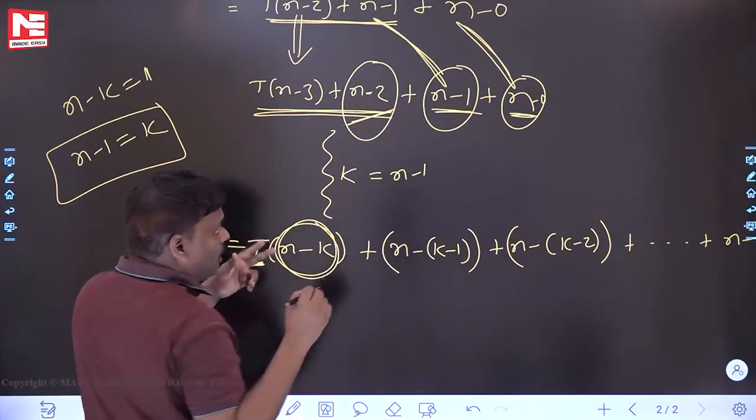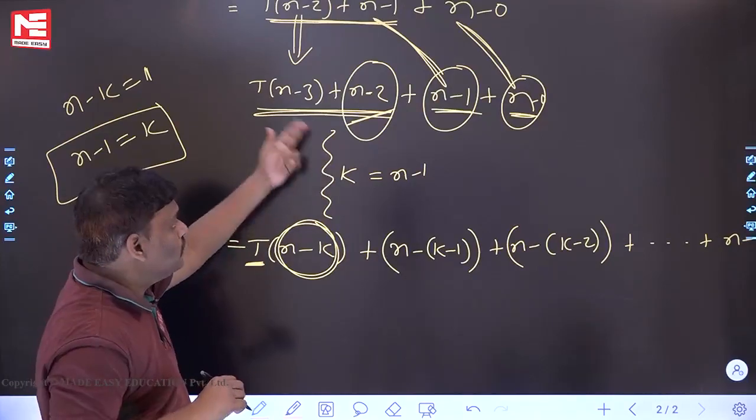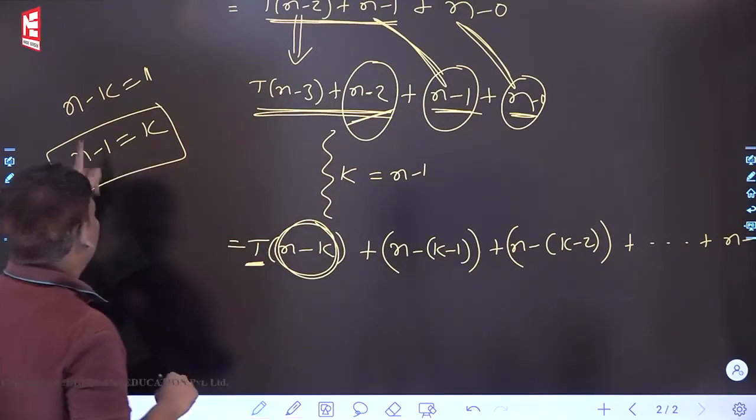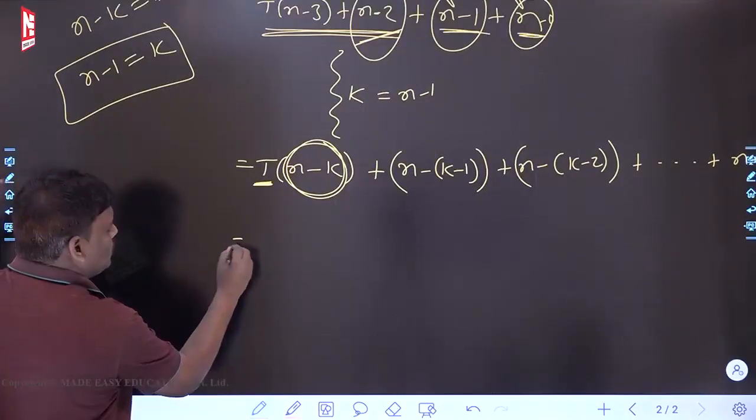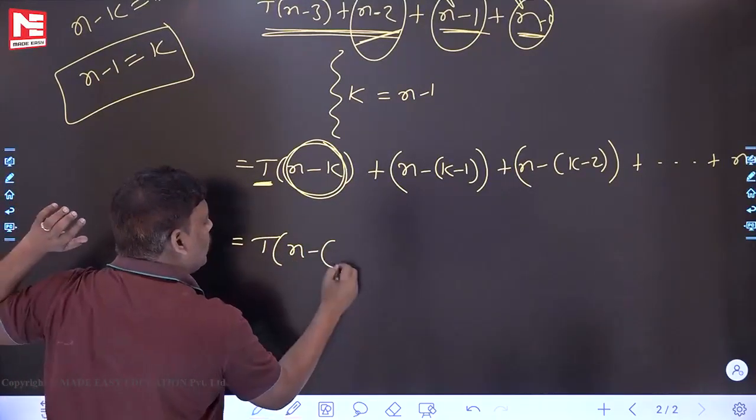K times I have done, some people are asking, k times you have done, it's okay. But what is the k value? K value is n minus 1. Then only I can stop. Let me replace k value n minus 1. T of n minus k is T of n minus 1.